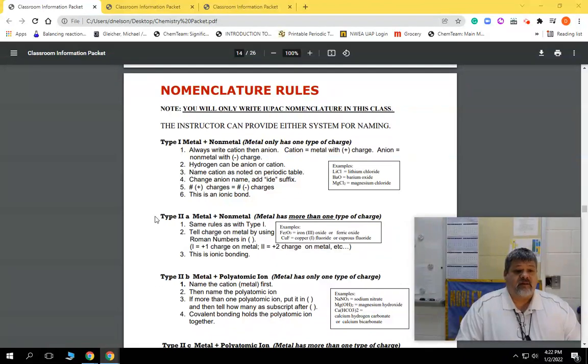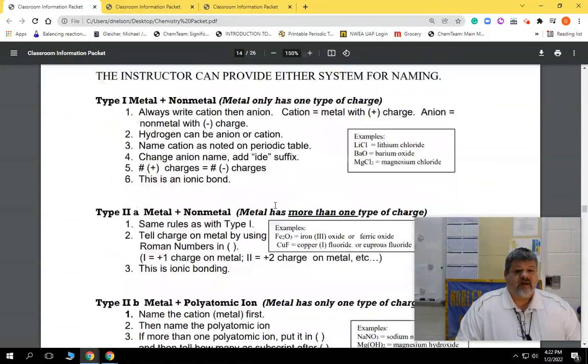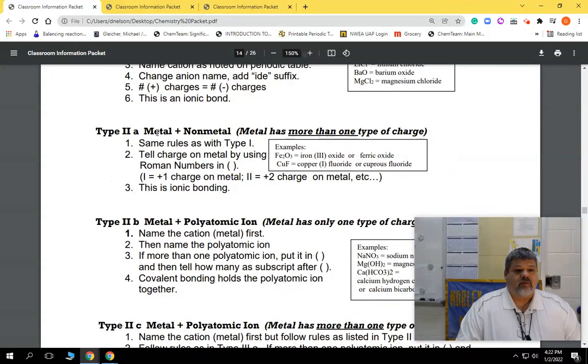So we look at this right here in your periodic table or in your packet. And the packet says the rules for type 2: we have a metal and a nonmetal, and it's the same as type 1. We tell the charge of the metal by using Roman numerals, okay? And we know that the Roman numeral I is a +1, II is a +2, etc. If you don't know what that is, we'll show you exactly so you can write it out in your packet. This is also ionic bonding.